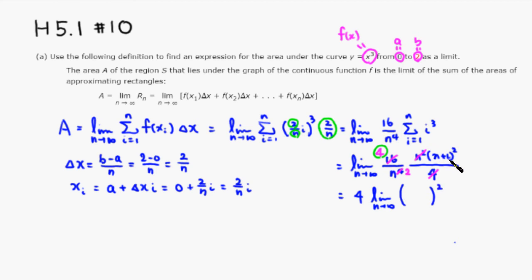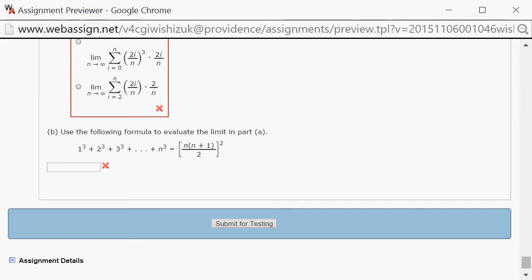Then you have n plus 1 over n. So n divided by n is 1, and 1 divided by n is 1 over n. You can see that as n approaches infinity, this guy approaches 0. So this is 1 squared, which is 1, so 4 times 1 is 4. Alright, so the area that we are looking for is actually 4.